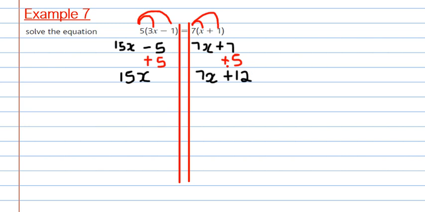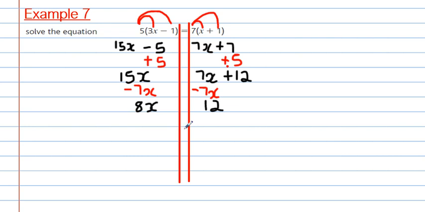Okay. Now I get rid of the 7x because I just want the number on this side. So minus 7x, minus 7x. And then I tidy. So I will have 8x on this side because 15 minus 7 will give you 8. That will be gone. So I'll be left with 12 on this side.